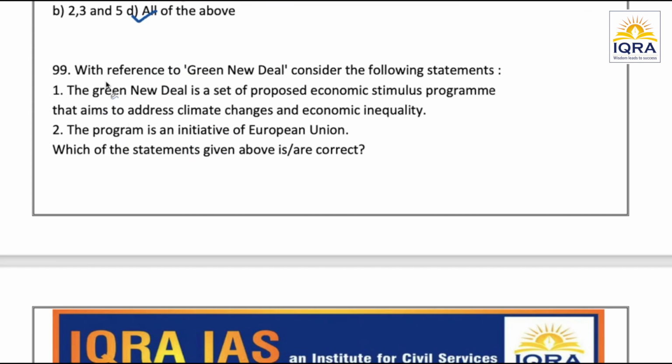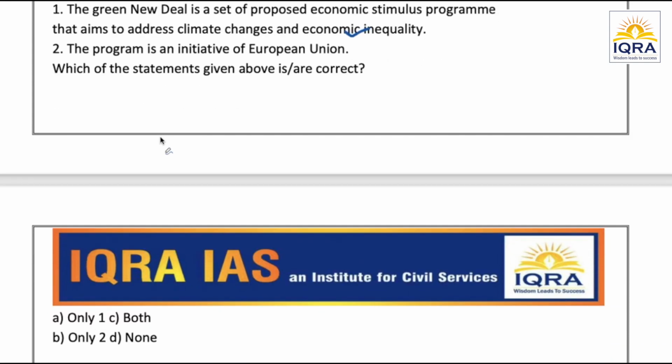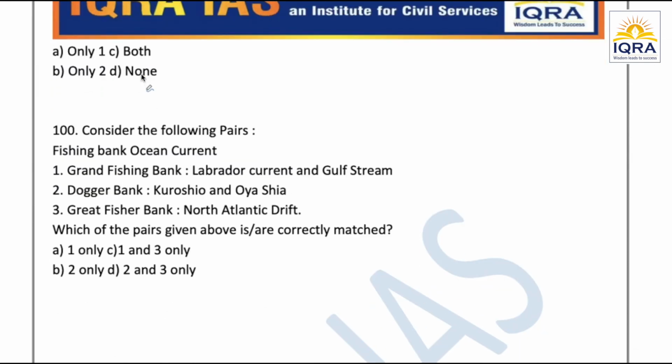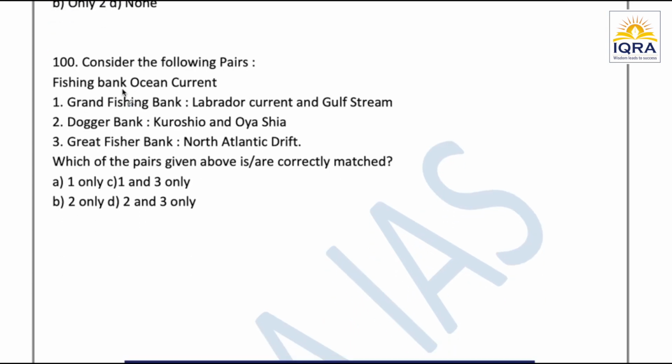Second last question for our day is with reference to the Green New Deal, consider the following statements. Okay. Statement 1, the Green New Deal is a set of proposed economic stimulus programs that aims to address climate change and economic inequality. Yes, it does. Statement 2, the program is an initiative of the European Union. This is an incorrect statement because this program is not an initiative of the EU. This is an initiative of UNEP, that is the United Nations Environment Programme. Hence, the right answer for this question is option A. That is, only statement 1 is the correct one.